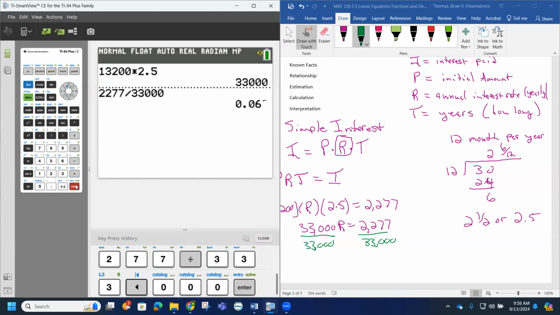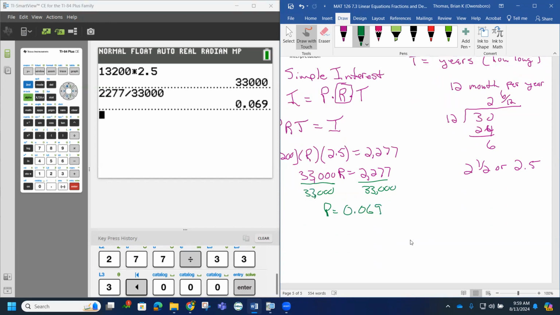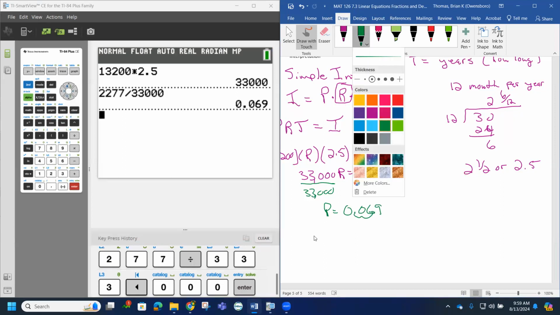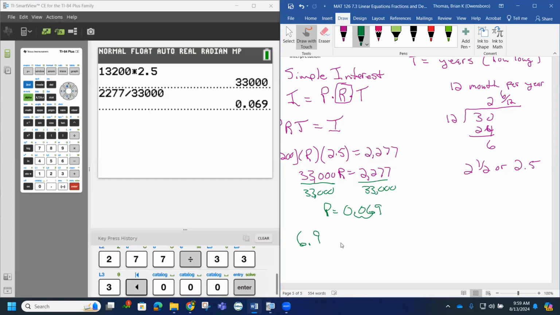That looks right. And this gives us an interest rate of 0.069. Now, usually interest rates are expressed as percents. Remember, to change a decimal to a percent, you move the decimal 2 places to the right. So if I move the decimal 2 places to the right, this turns into 6.9%.